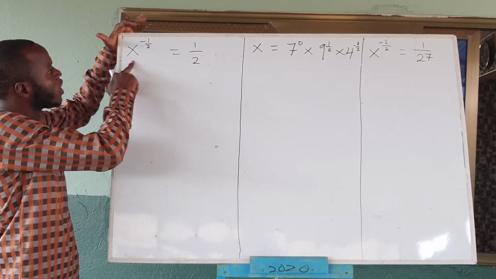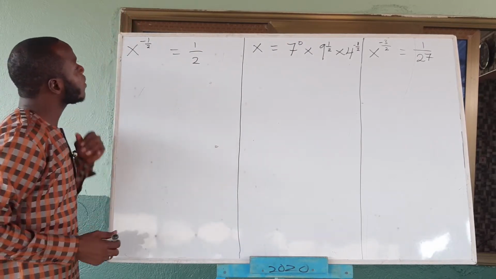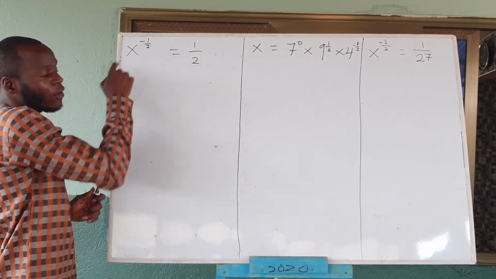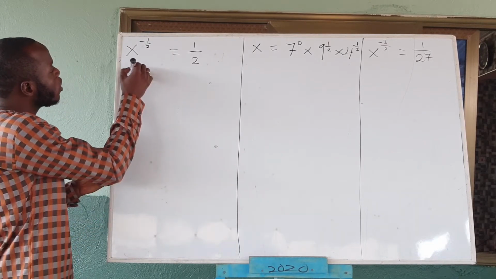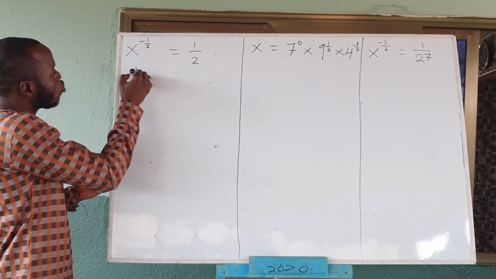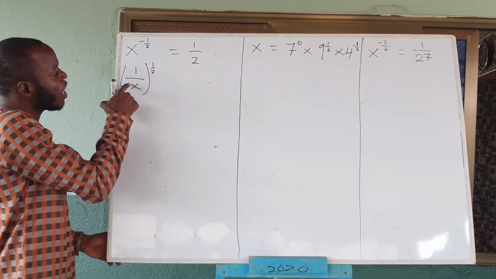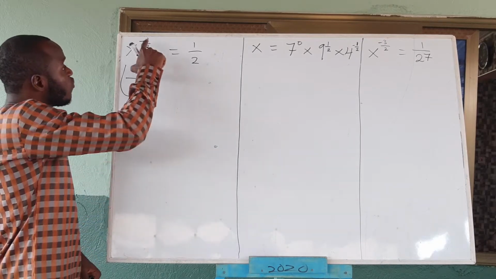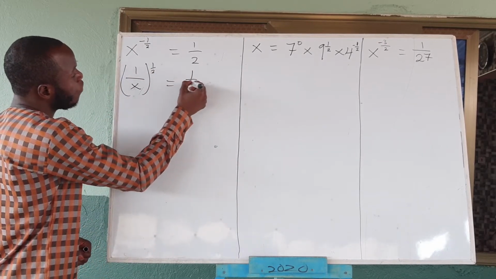Now the first one is x to the power negative half equating to 1/2. The first thing that you have to do is to make sure you get rid of this negative at the power. By so doing, you just have to somersault this x. So 1/x, you put it in a bracket, then raise to the power 2. Here you have gotten rid of the negative power at the exponent, equating to 1/2.